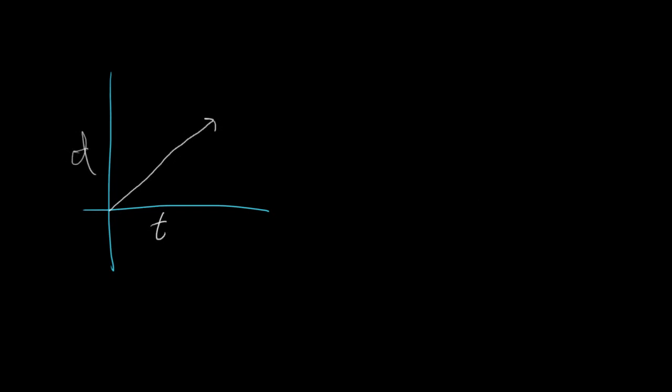Now the interesting thing about that is that if we do have a coordinate grid, and we've got a straight line for a distance time graph, think about the slope of this line. What is slope? Slope is rise over run. So what is the rise of this? The rise of this would be d.